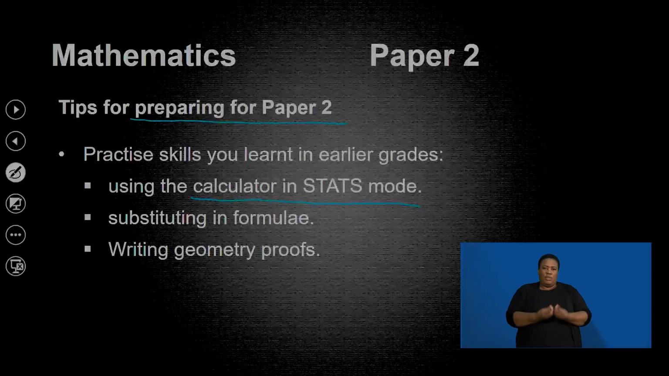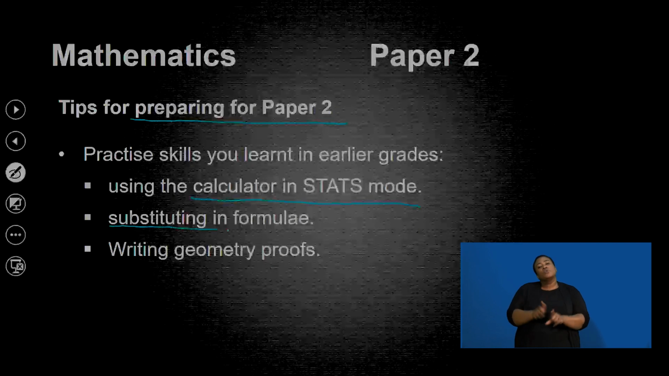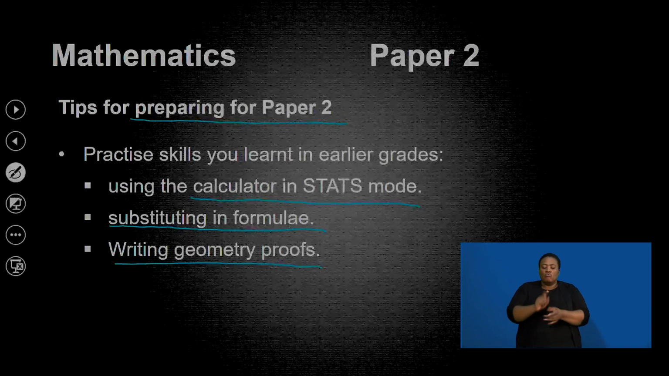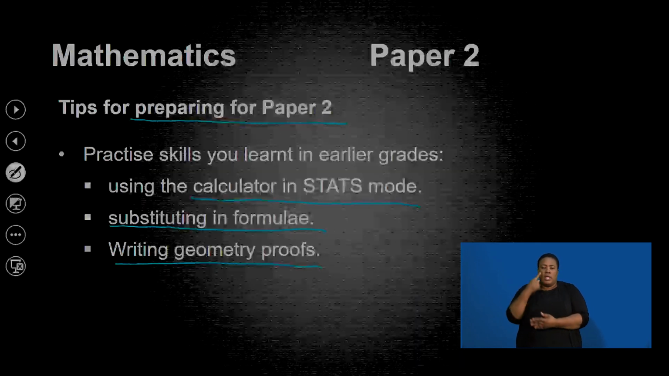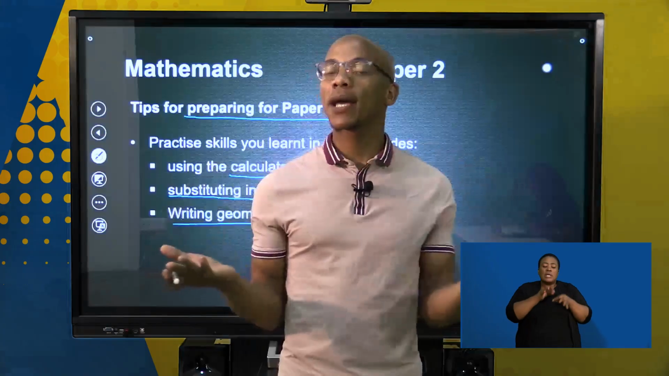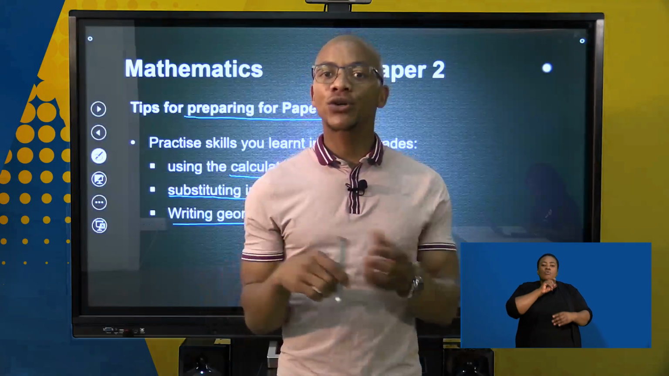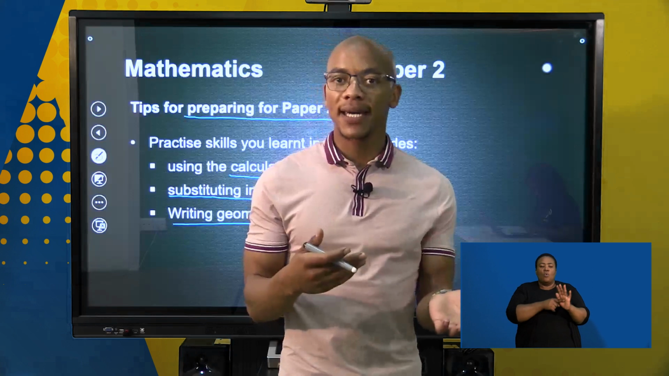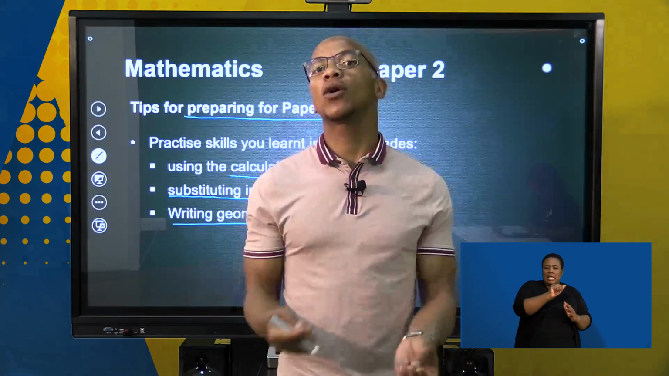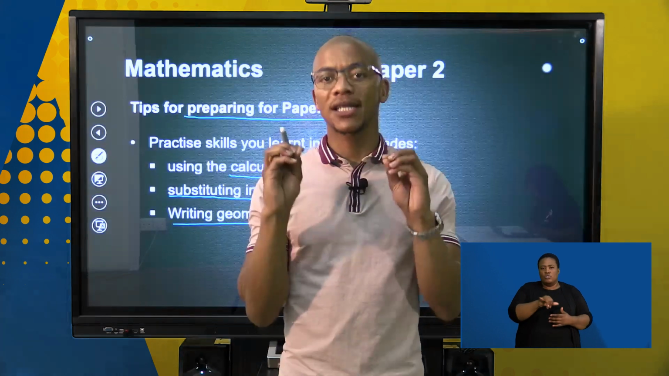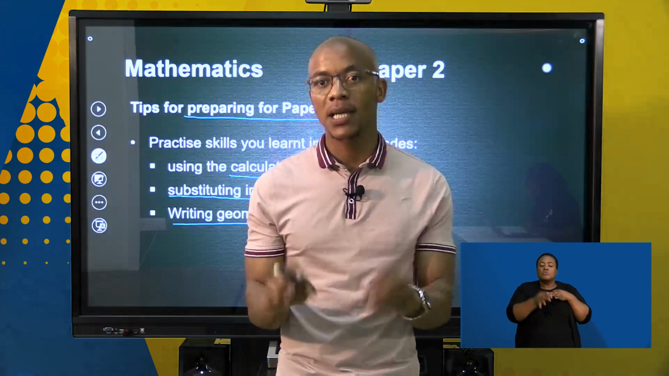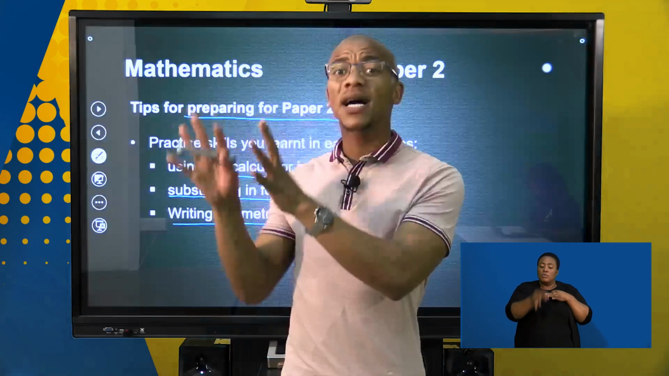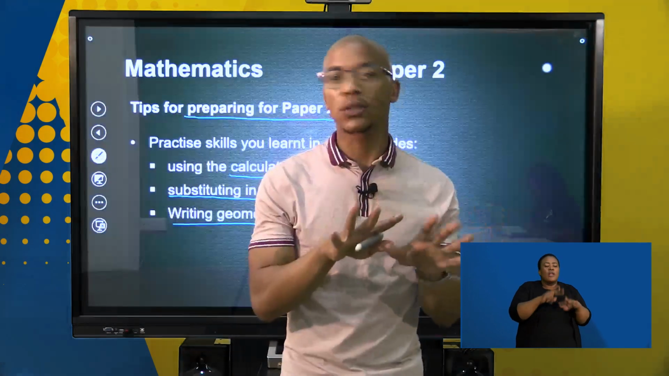Just always use the all clear button if you want to clear your screen and do something on the screen, please. And then also, you need to learn how to substitute into the formula and also write geometric proofs. When I'm talking about substituting into the formula, if you are using maybe a sine rule formula, make sure you indicate what the angle A is and what the angle B is, what the side A is and what the side B is, so that when you're substituting, you can substitute the correct values, please. So don't just go straight to the formula and substitute. No, write down what those values are and then substitute accordingly, please.